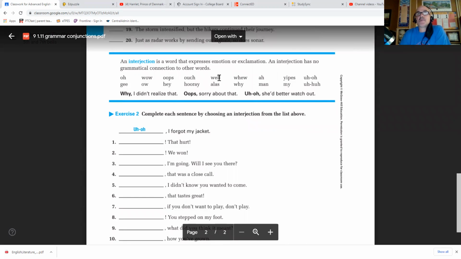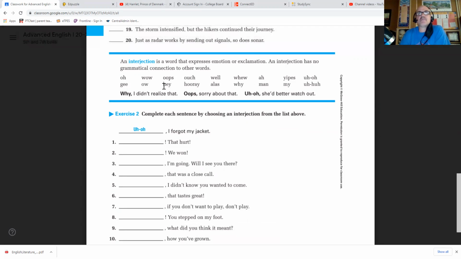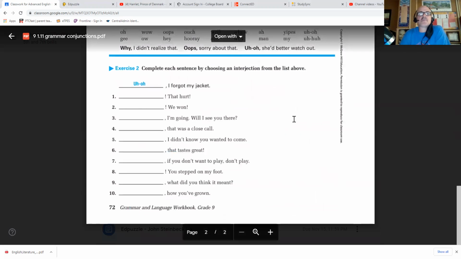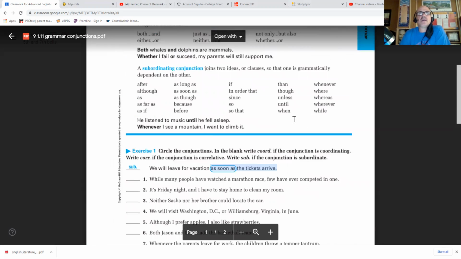And then finally, interjections. We are at the end of parts of speech, guys. That is number 8, the last one. These are easy. These are words that express emotion or exclamation, and they have no grammatical connection to other words. Usually there's a comma or an exclamation mark after it, like "Why, I didn't realize that," "oops," "uh-oh," or any number of cuss words. So fill in one that seems to work, just to review what those are. And that is it.